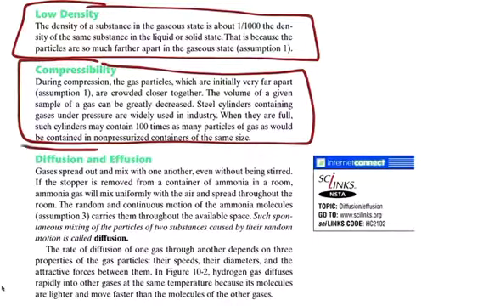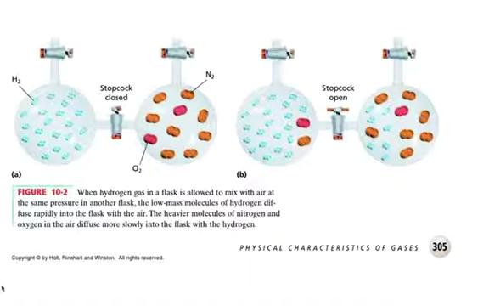What else? They diffuse and they effuse. These are two words that are important to know the difference between. Diffusion is the mixing of two substances caused by their random motion. Effusion is one sample of gas moving across a barrier. So diffusion, two things moving together. Effusion, one gas crossing a barrier. So here is an example of diffusion, two gases mixing.